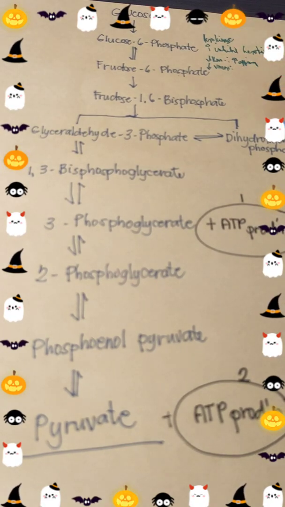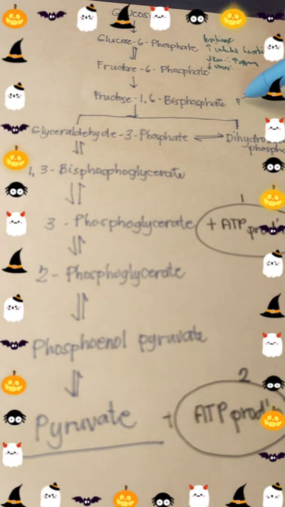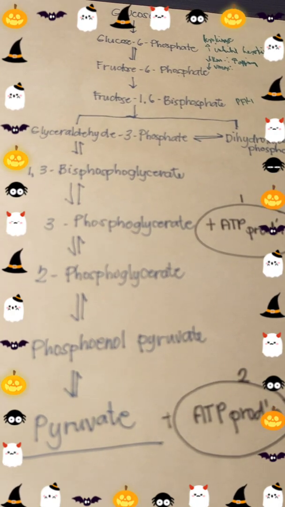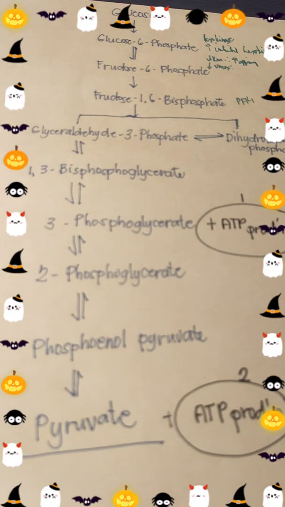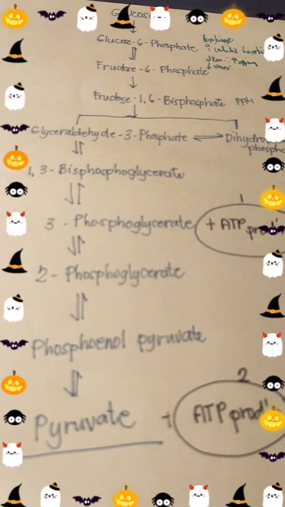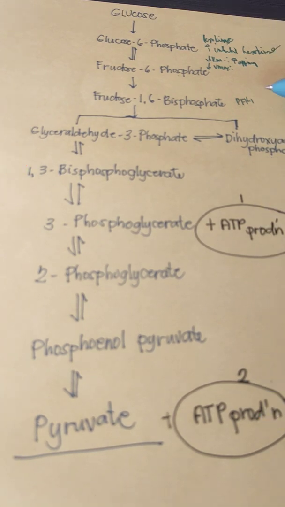So, take note that your PFK1, that is your phosphofructose kinase 1, phosphorylates fructose 6-phosphate to fructose 1,6-bisphosphate. This is controlled by the available concentration of your fructose 6-phosphate.